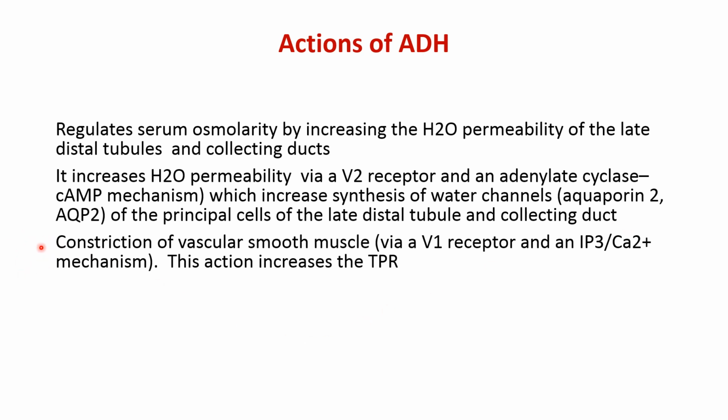And it also causes constriction of the vascular smooth muscles. And I talked about this in my previous lectures. It acts on the V1 receptor, and it activates phospholipase C and the IP3 calcium second messenger mechanism. And as a result of increasing the constriction of the smooth muscles of the arteriole, basically it causes an increase in vascular resistance. And this is very important sometimes when we have hemorrhage. It contributes to the maintenance of blood pressure.